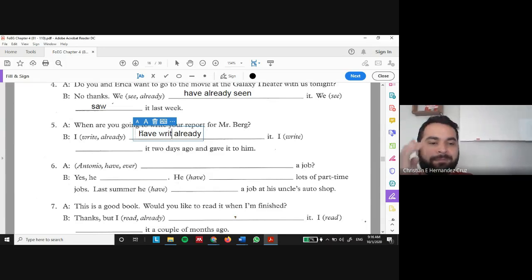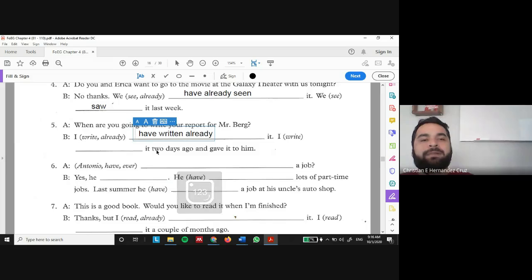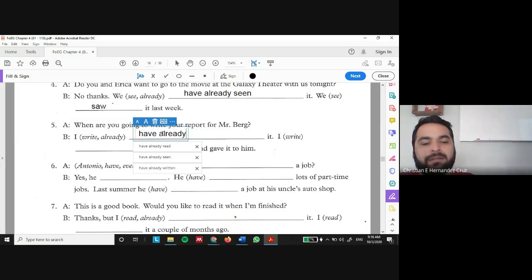Do we use wrote? Do we write, written? Which one do we use? Reading. Exactly right. Have written already, or we could just put it at the end, have already written. It basically works both ways.